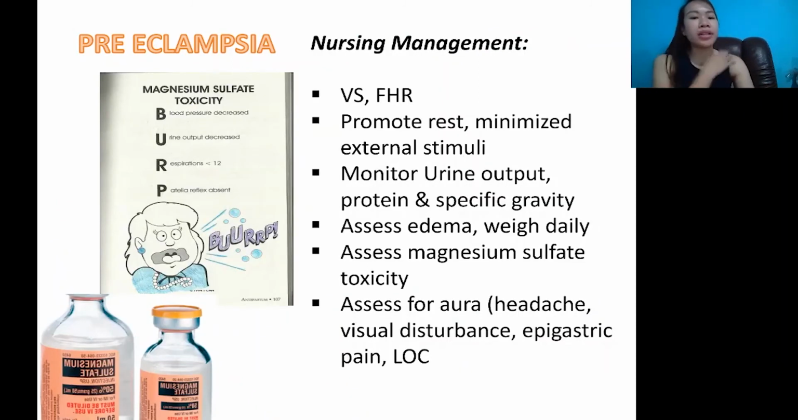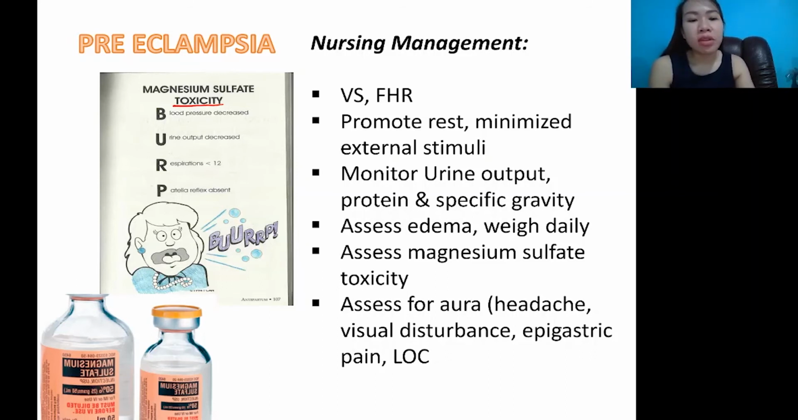Okay, what is our nursing management? Ano ba ang treatment na ginagamit natin for preeclampsia? We call that magnesium sulfate. So, ito yon. Ito yung gamot na yon. Naka-vial siya, class. So, magnesium sulfate. Now, we have what we call magnesium sulfate toxicity. Ibig sabihin, sobra-sobra na pala yung naibibigay natin sa mother na nagiging toxic na ito sa katawan niya.